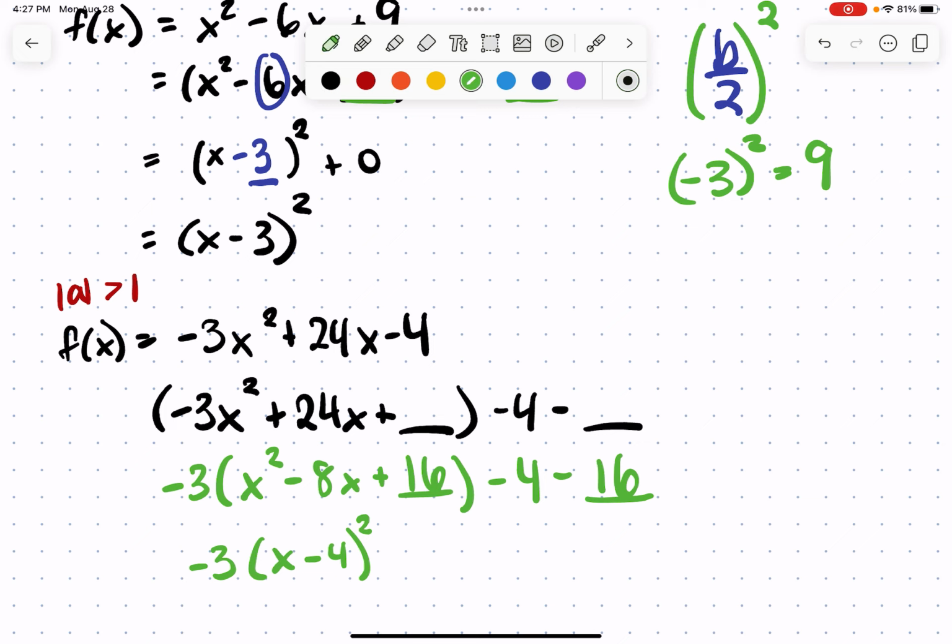All right, so what's left, since what's in parentheses in this step and this step are equal, what's left is -4 minus 16, which is -20.